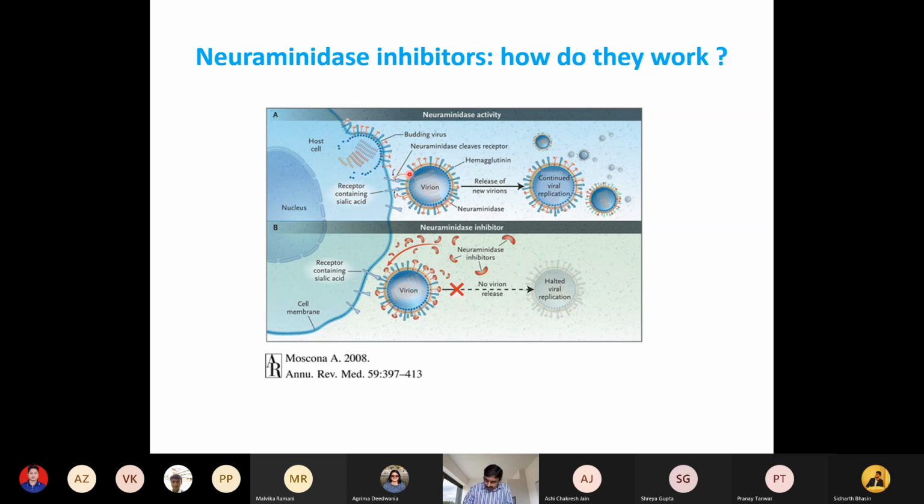Now, if this cleavage doesn't happen, what's going to happen is these new influenza viruses that are made from an infected respiratory epithelial cell tend to get stuck on the surface. And when they get stuck, there is less virus to go and infect the new cell, and the burden on the host goes down. So that is why the function of the neuraminidase is very important, that it has to cleave it so that it allows the virus to be released and go and infect the next host cell.